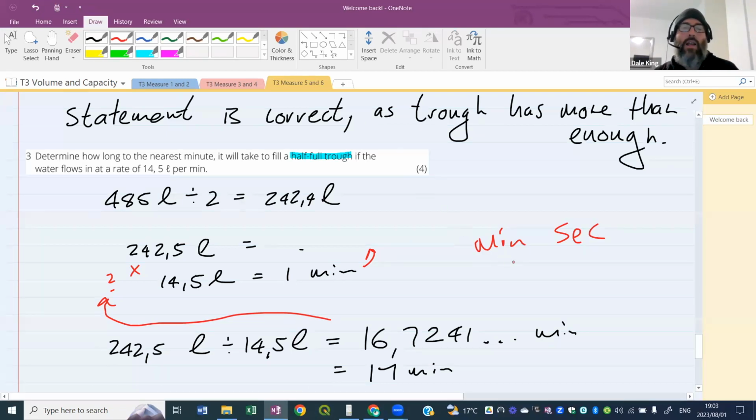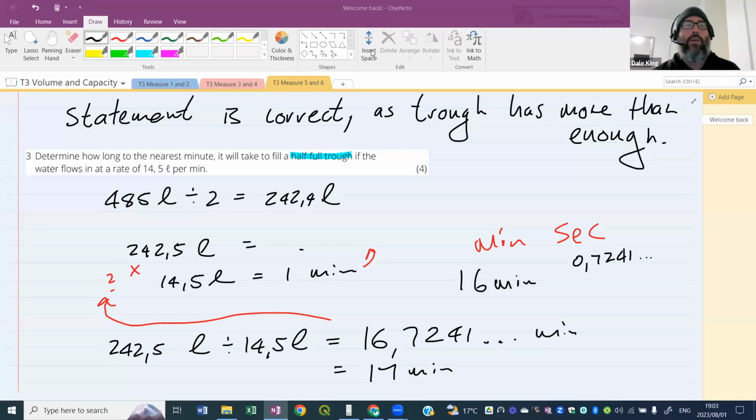But I hear what you're saying. What you're asking is, how do we convert decimals into minutes and seconds? Well, you'd say this. I'll quickly show you. While Kia puts the poll up, it's 16 minutes and 0,7241, blah, blah, blah, times by 60. It's 0,7241 of 60.